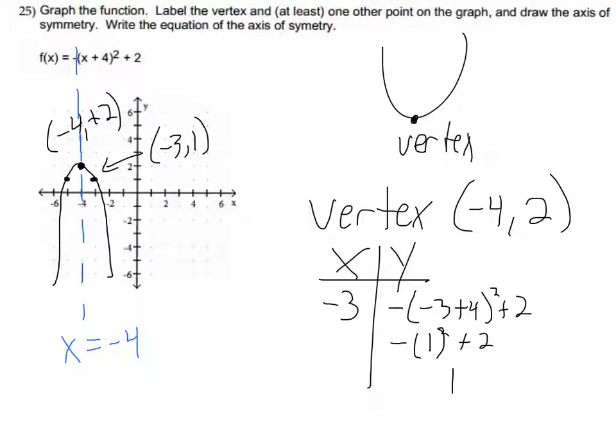We have graphed the function, nice parabola. We've labeled the vertex and at least one other point. And we've drawn the axis of symmetry and gotten the equation of it. So it's very nice when it's in this form.